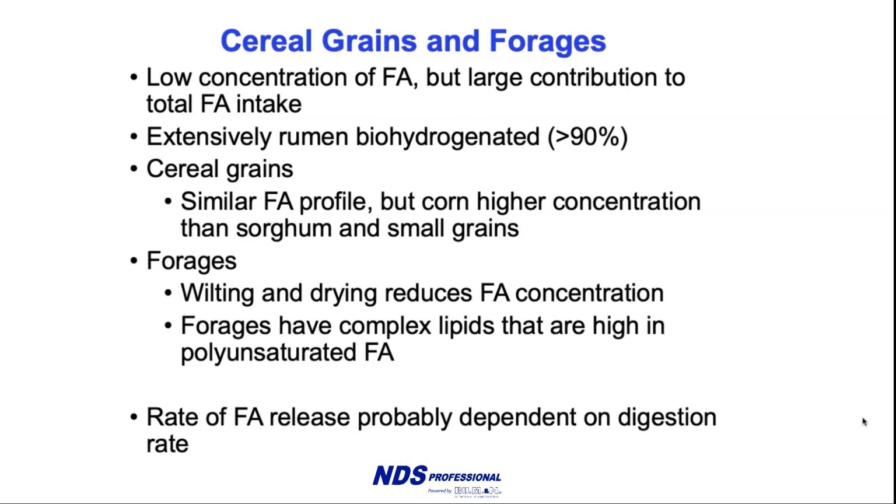When we compare our cereal grains, corn is going to be a little bit higher in fat than wheat and sorghum, but their fatty acid profiles are going to be pretty similar. When we're wilting forages, we end up losing some of that unsaturated fat because of sunlight and oxygen exposure. The rate of release of these fatty acids, which is really important to think about in our different sources, probably depends on the digestion rate. If we think about pastures that have really rapid digestibilities, the release of unsaturated fat is also going to be really rapid and probably contributes to some of the milk fat depression that we see in that really lush pasture situation.